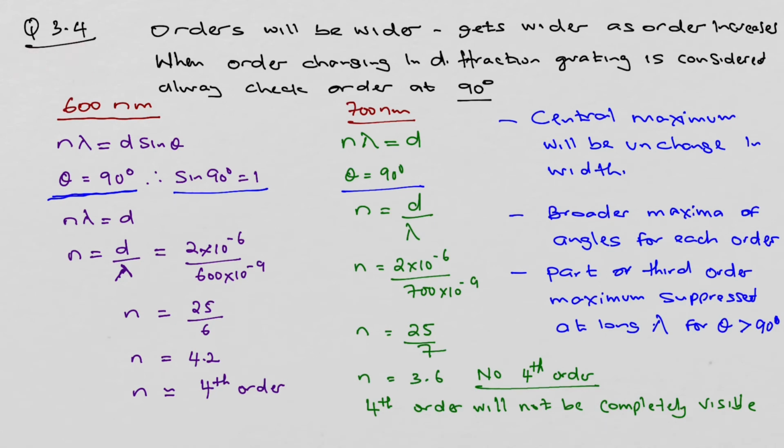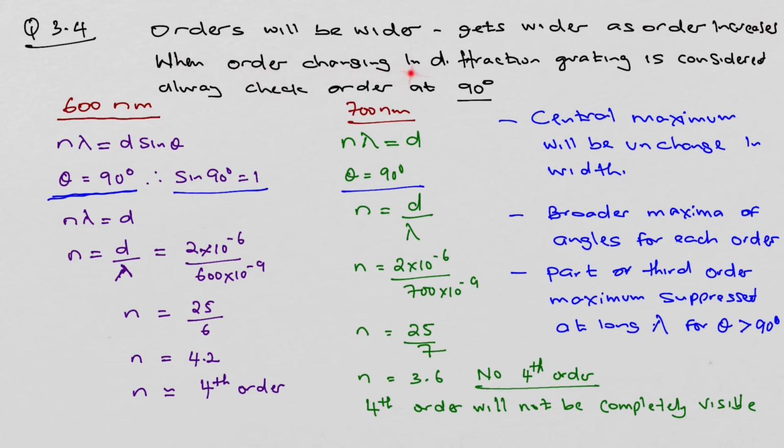Question 3.4. In practice, the filter transmits red light with wavelength in the range of 600 nanometers to 700 nanometers. So just how does this affect the appearance of the maxima? Because we're talking about the appearance of the maxima, we are actually talking about the order, because how the maxima appear depends on which order. So the order will be wider because we're going from 600 to 700 nanometers. It gets wider as order increases.